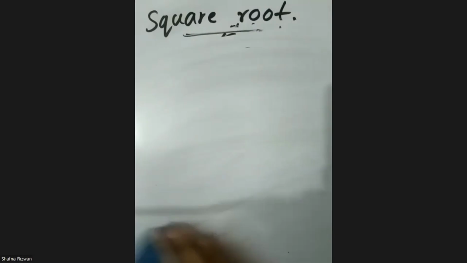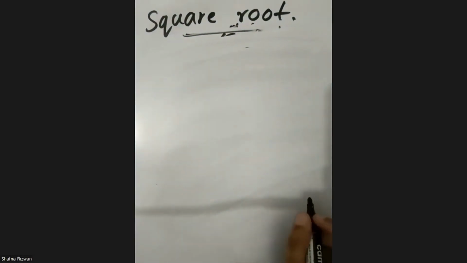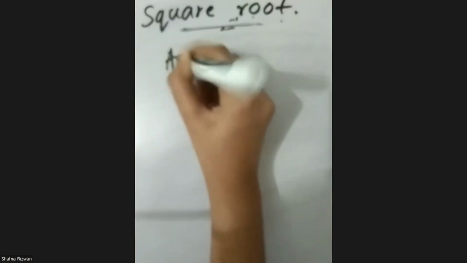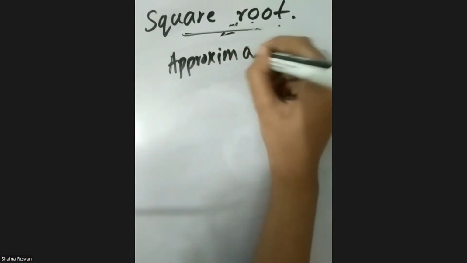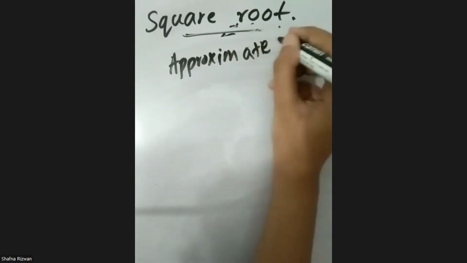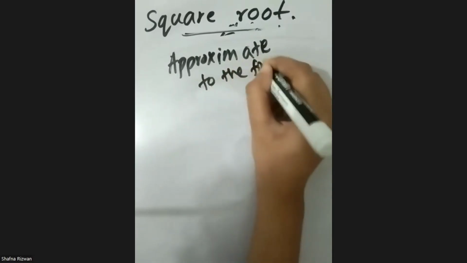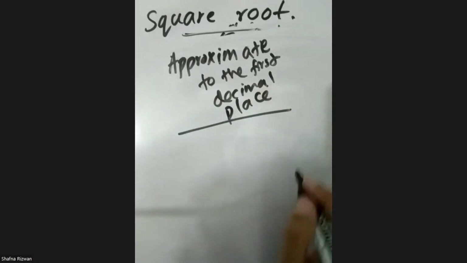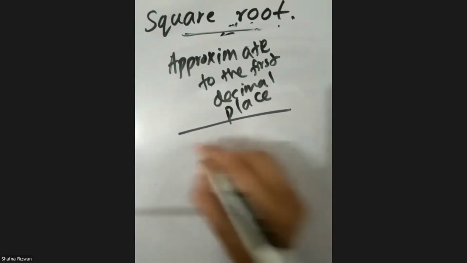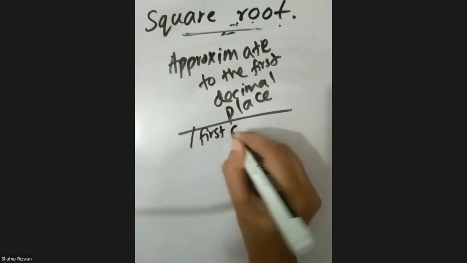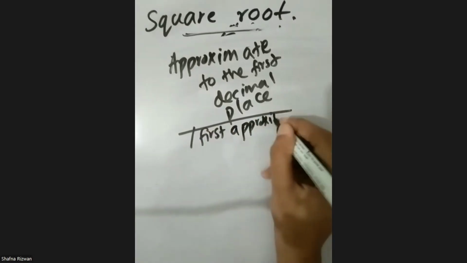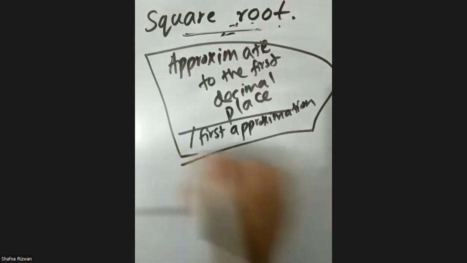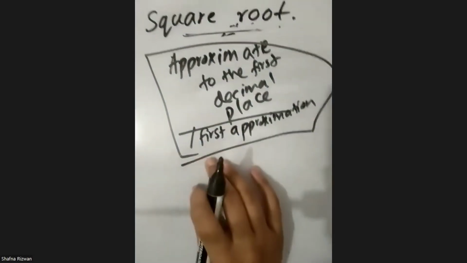Under the approximation method, remember that we have something known as approximation. We have something known as approximate to the first decimal place, or we give it another name, first approximation. Now we are going to find the square root according to this method.